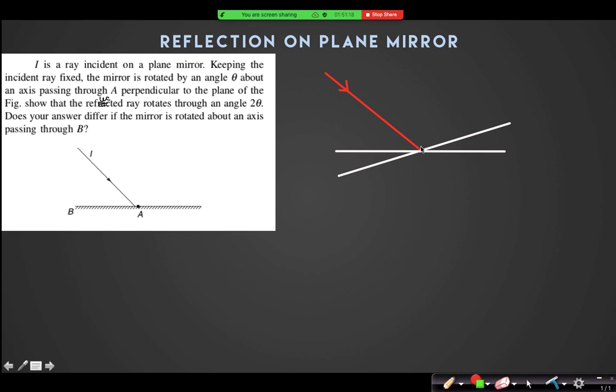But here we will always measure the angle from a fixed line. So here the fixed line is this incident ray. Right? The fixed line is the incident ray. What is the angle between the incident and reflected ray in the first case? Theta. 2 theta. The angle between this incident ray and this reflected ray is 2 theta in the first case.